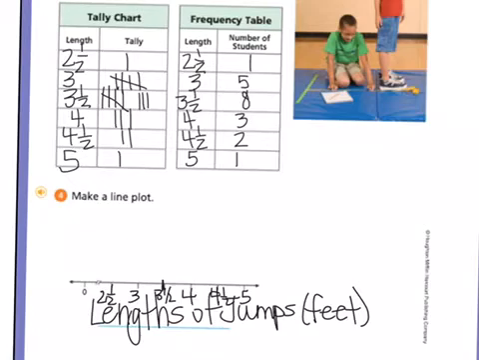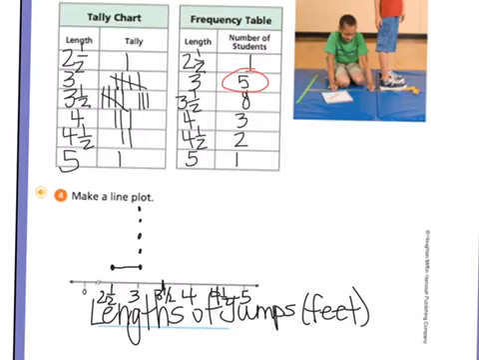So when you look at the data, how many students jumped 2.5 feet? One student did. So you're going to put your mark on the line plot by 2.5. How many kids jumped 3 feet? So going back to our data, we know that 5 students jumped 3 feet. So we're going to go 1, 2, 3, 4, 5. And what you want to do is line up your numbers like that so you can do a better comparison.